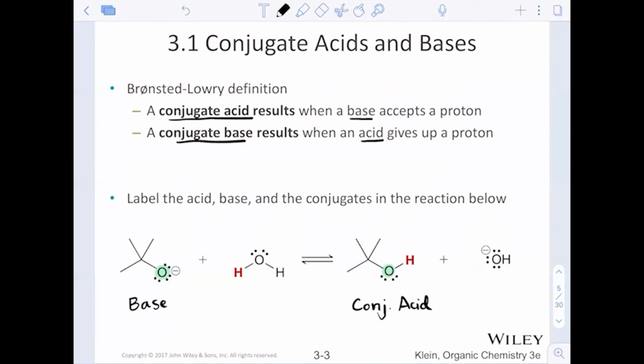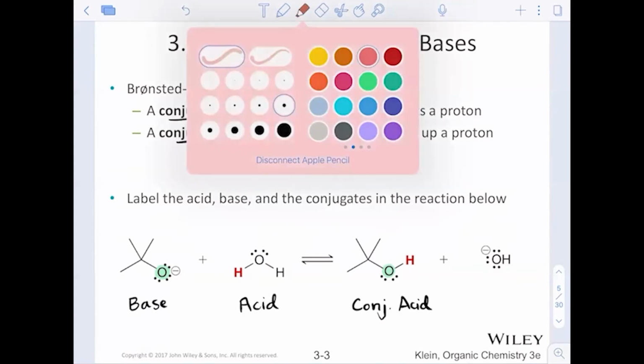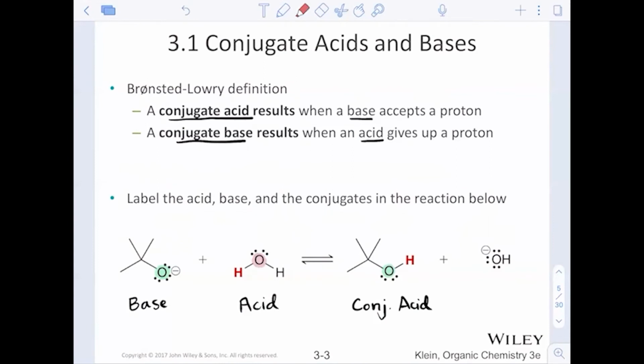Water, on the other hand, had the hydrogen. And what we see is that that oxygen, let's just switch colors real quick, that oxygen now lost it in the products. And so we can see water must have been the acid. He donated that proton to the base. And what the leftovers become is the conjugate base.